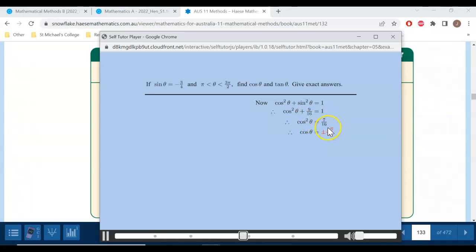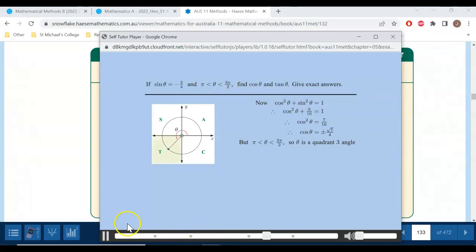So you can see I take the square root of 7 and the square root of 16 is 4, and we're interested in the positive or negative value. But this is where this condition is important. We're only interested in values of theta between pi and 3 pi on 2. So where does that happen in our unit circle? Well, here is pi, here is 3 pi on 2, so it has to be in this third quadrant.